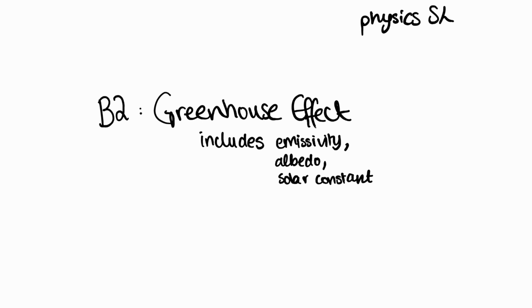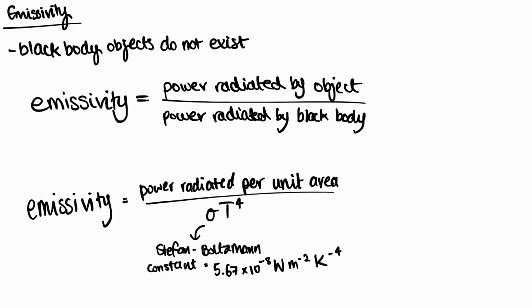Today we're going to do B2, so the greenhouse effect, and we're going to cover emissivity, albedo, and the solar constant as well. Starting off with emissivity. If you know what black bodies are, you will also know that they don't exist. So we can use emissivity as a way of comparing the power radiated by a real-life object with the power radiated by a black body object, and it's just a ratio of the two.